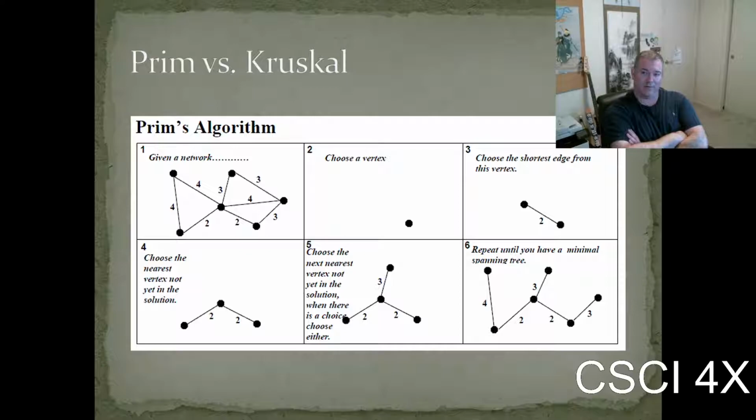Dijkstra's is about minimizing speed, right? What's the fastest route you can take from here to San Diego? That's Dijkstra's. For Prim's, it's like, how do I hook up the cities in California when I'm building the roads to minimize the total cost? That's a minimal spanning tree. A minimal spanning tree is a tree that connects all the nodes at minimal cost.